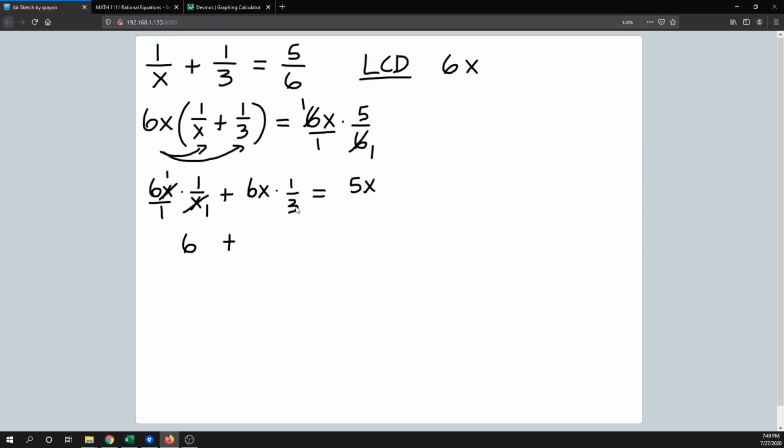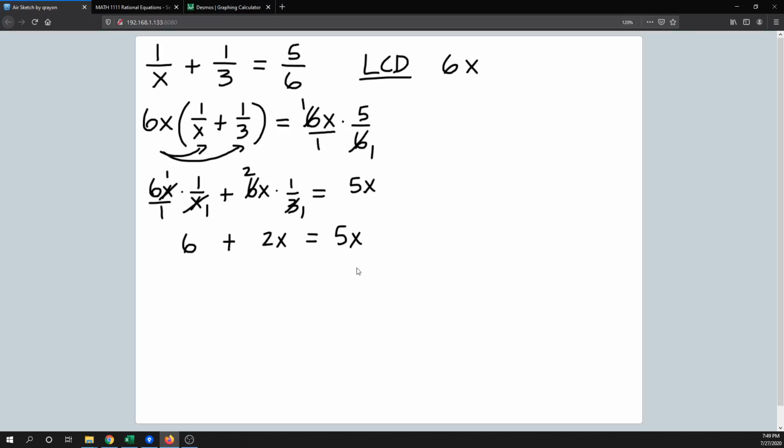All right, here I have a 3 on the bottom and a 6 on the top. So 3 goes into itself one time. 3 goes into 6 two times. All right, so I have 2x times 1. That's going to be 2x over 1, which I'm not going to write. And so that's what I wind up with.